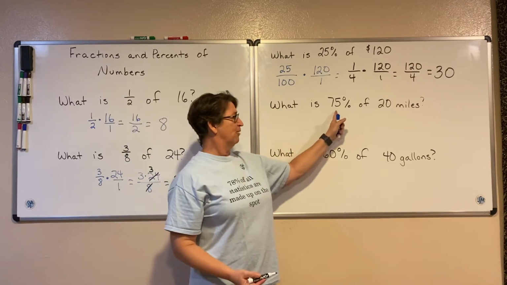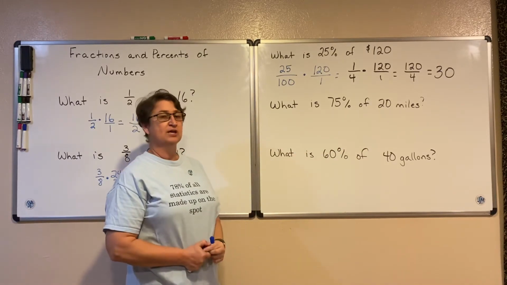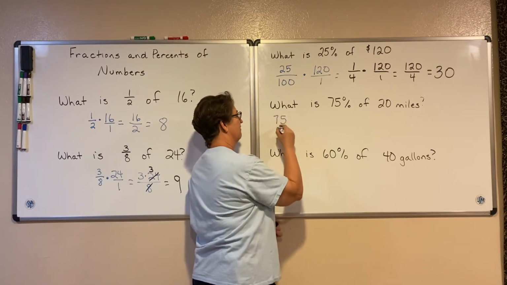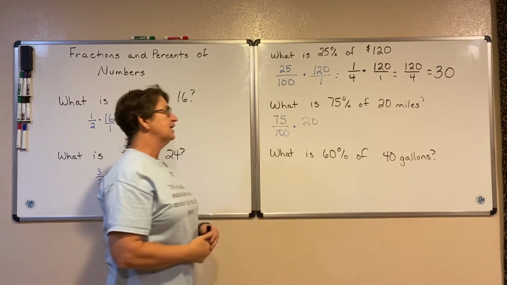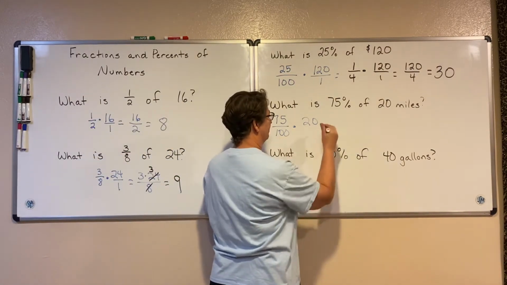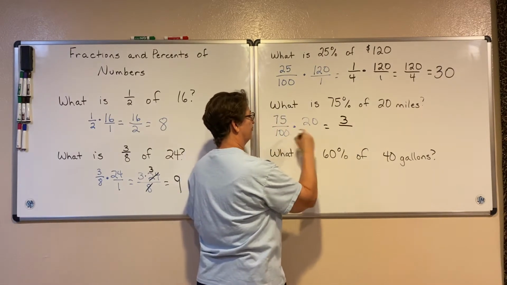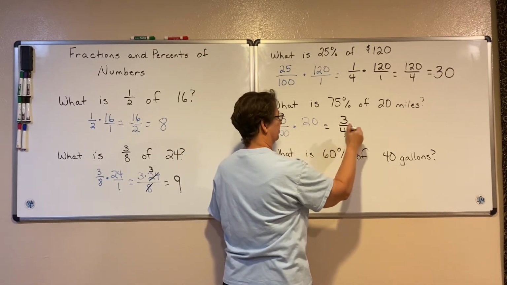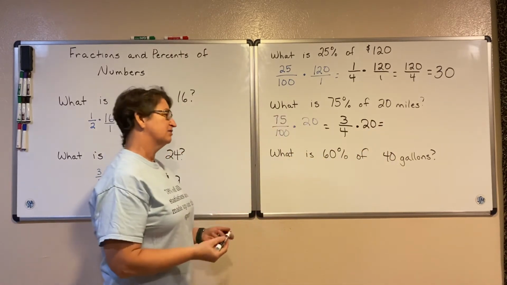What is 75% of 20? So again, 75% is just a fraction. It's 75 over 100. So I'm just going to do 75 over 100 of that 20. And again, I could do some simplification first. So that 75, well, 25 goes into 75 3 times, and 25 goes into 100 4 times. So 75 hundredths is the same as 3/4. I can multiply that times the 20.